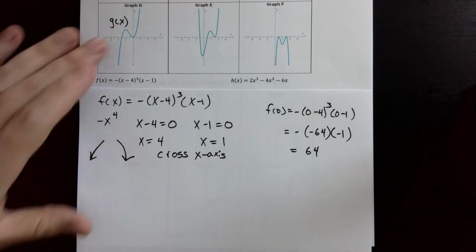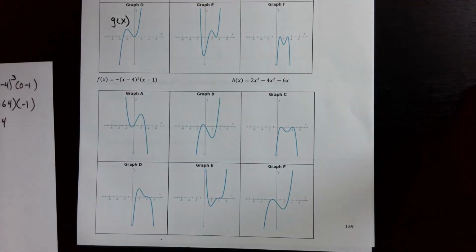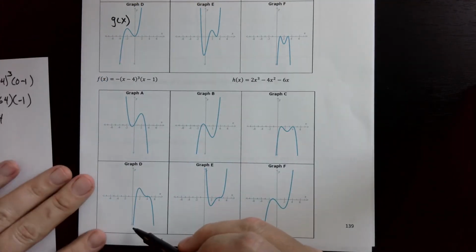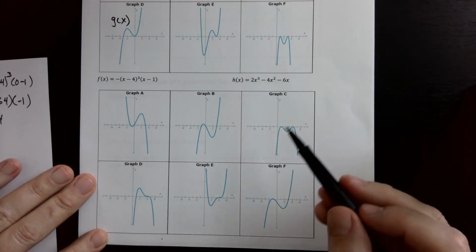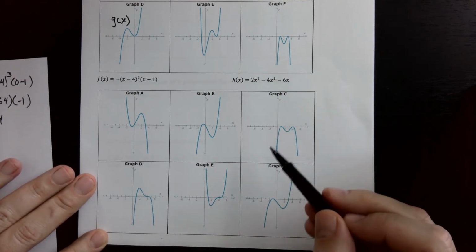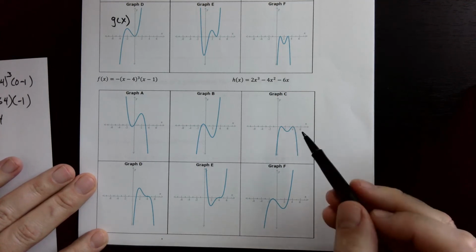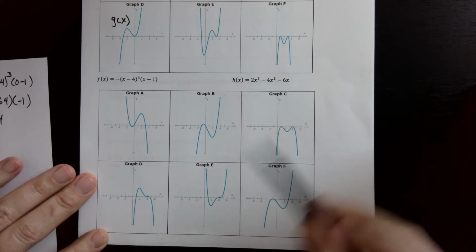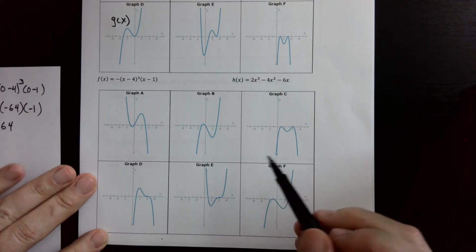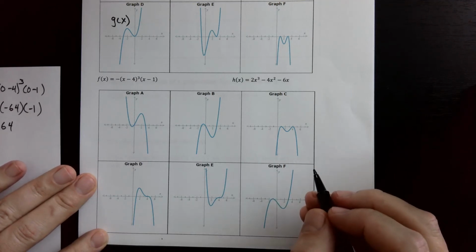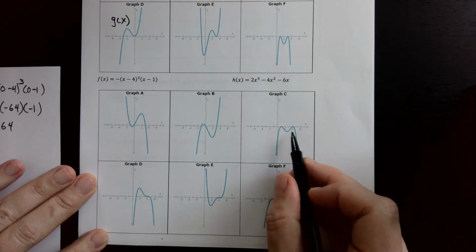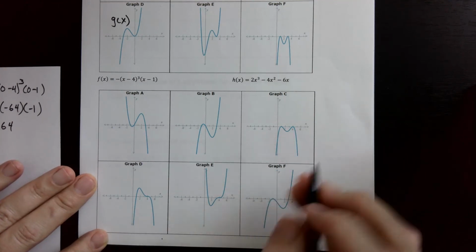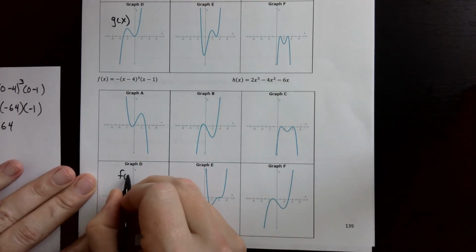Okay, so let's see if we can find one that looks like that. This one looks like the correct end behavior, and this one looks like the correct end behavior. So it's going up and then back down. So it's one of these two. Which one of these crosses at both x equals 1 and x equals 4? Looks like this one does. These bounce at x equals 1 and 4, so this is wrong. So this is f of x.